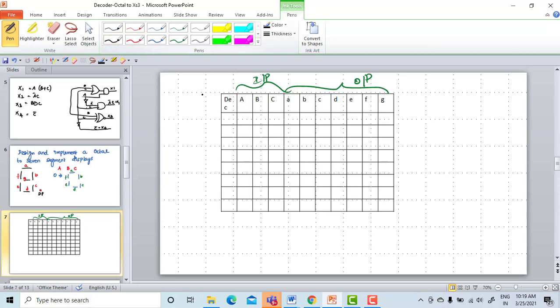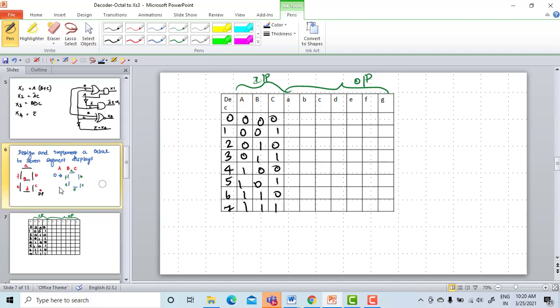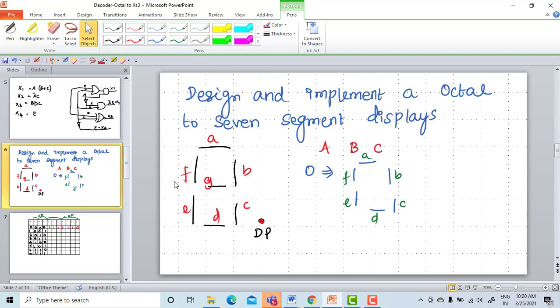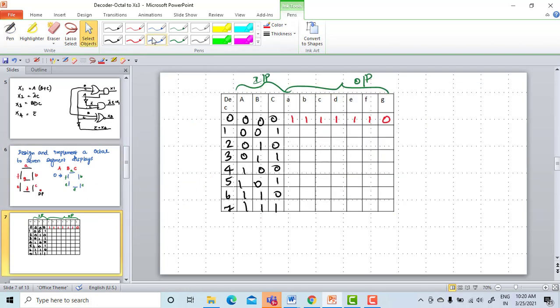Let me write it again. 0, 1, 2, 3, 4, 5, 6 and 7. 0 0 0, 0 0 1, 0 1 0, 0 1 1, 1 0 0, 1 0 1, 1 1 0, 1 1 1. So except the segment G, everything is active. Okay, and for 1, F and G will be active.